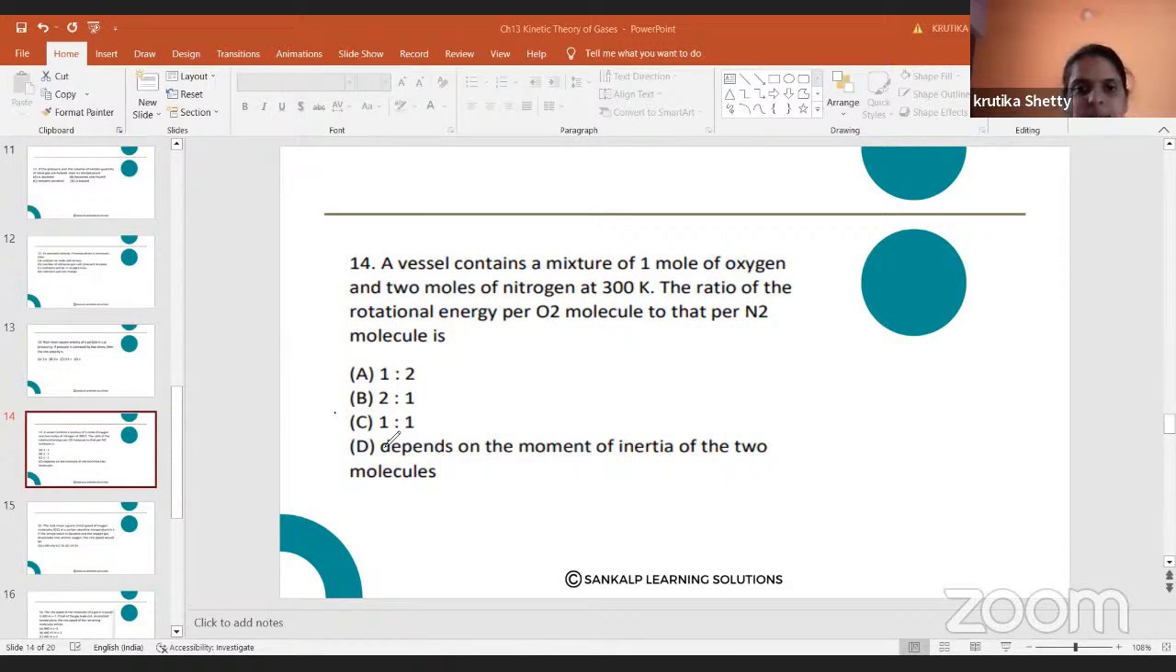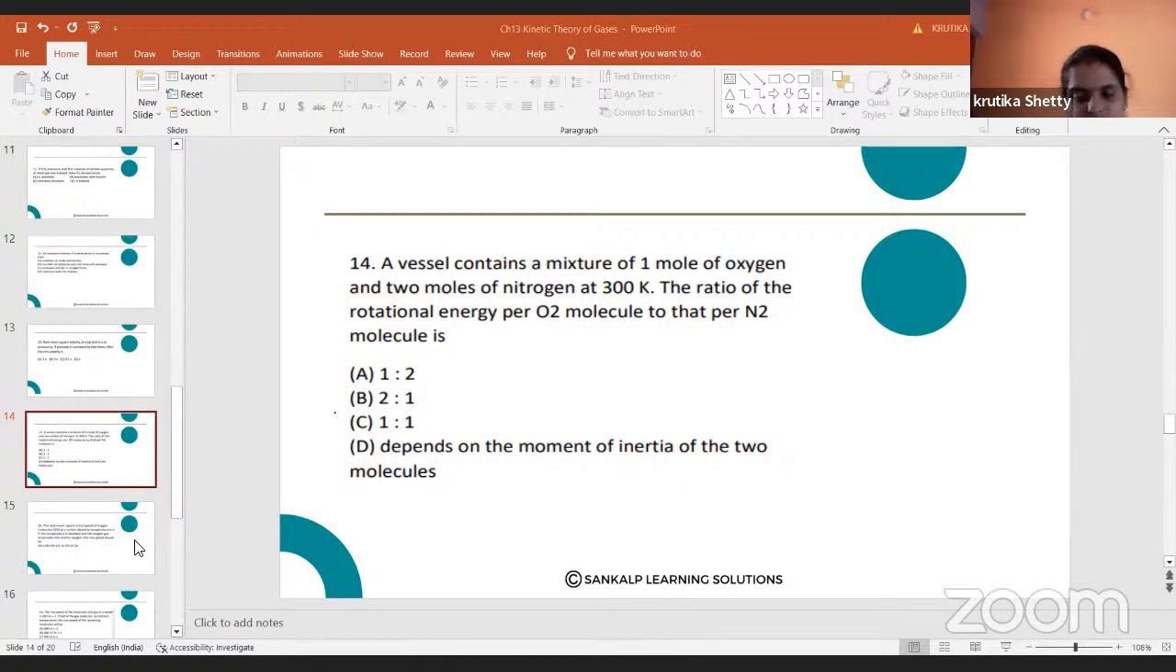Why? Because both are diatomic. According to the equipartition of energy, both should carry the energy in all the directions, that is half kT. Right? So since the energy of both is the same, they are in the ratio of 1:1. So mathematically it is not required to prove it. We can just understand as both are diatomic. According to equipartition of energy, they are carrying the same energy in all the directions. Therefore, they are in the ratio of 1:1. That is option C.